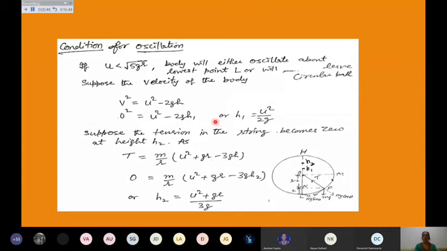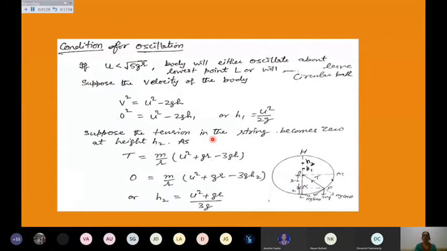At velocity of the body becomes 0 at some height, say h1, then if I use the first equation that I have derived with you, that is v square equals u square minus 2gh, and v is becoming 0, then I can get the value of h1, which is coming out to be u square upon 2g.